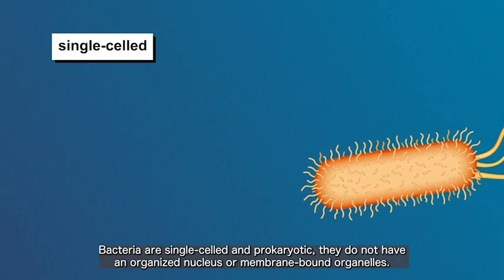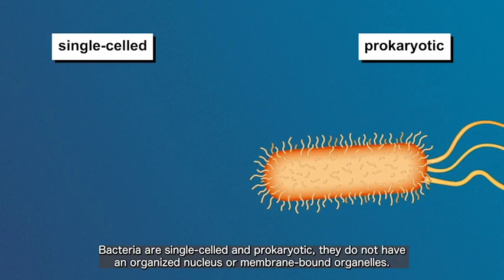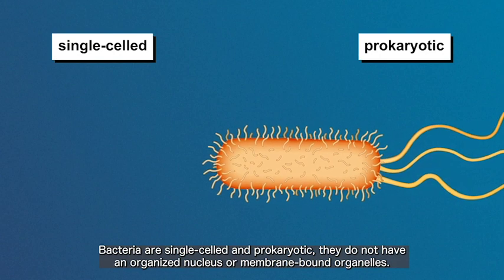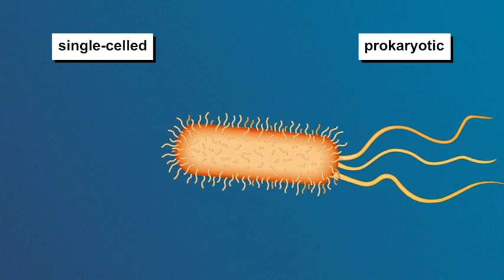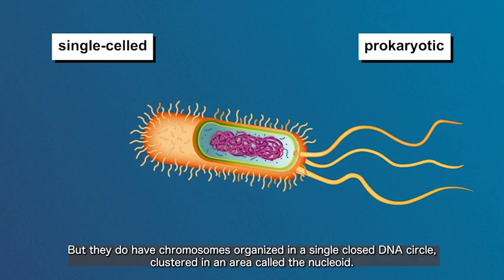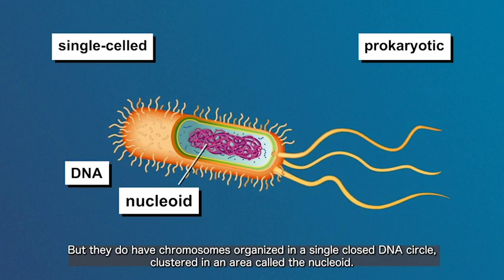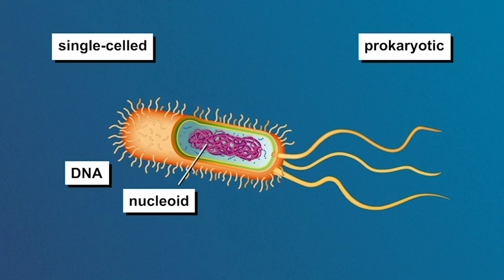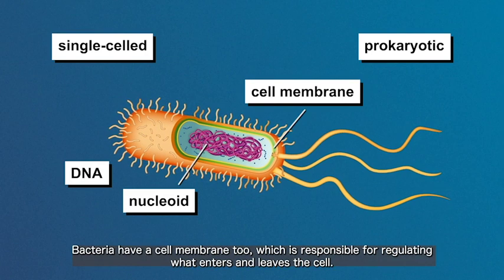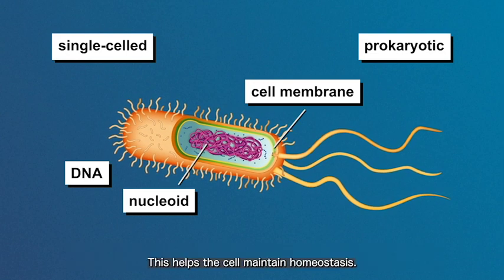Bacteria are single-celled and prokaryotic. They do not have an organized nucleus or membrane-bound organelles. But they do have chromosomes organized in a single closed DNA circle, clustered in an area called the nucleoid. Bacteria have a cell membrane too, which is responsible for regulating what enters and leaves the cell. This helps the cell maintain homeostasis.